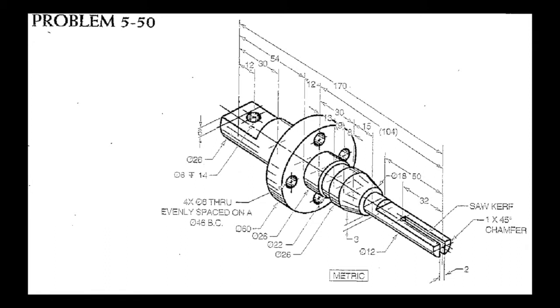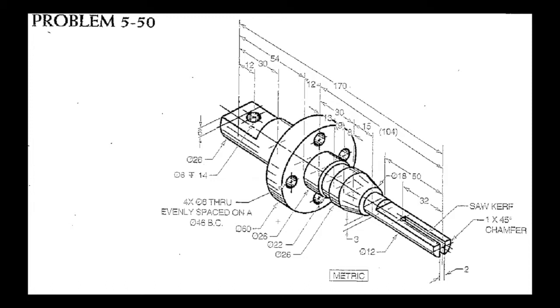So the diameter of this cylinder is 26. The diameter of this larger cylinder in the middle is 60. This notation right here is saying there are 4 holes that are 6 millimeters in diameter that go all the way through this mass. They're evenly spaced on a diameter that's 46. So I know that these 4 circles are 6 millimeters, and they're evenly spaced on a 46 millimeter orbit.